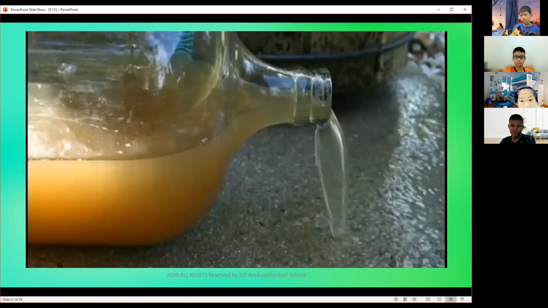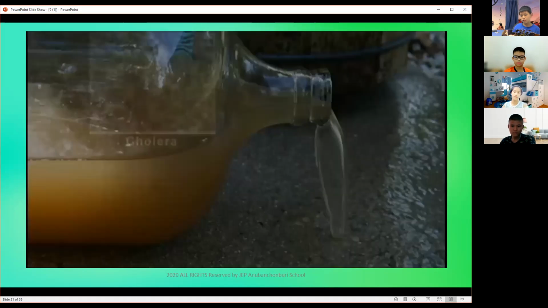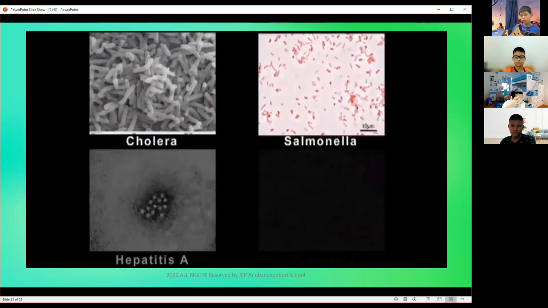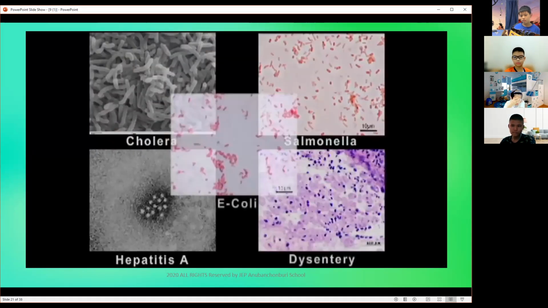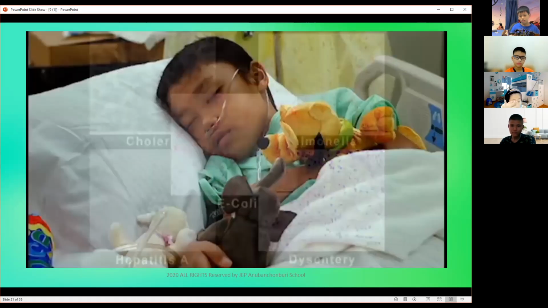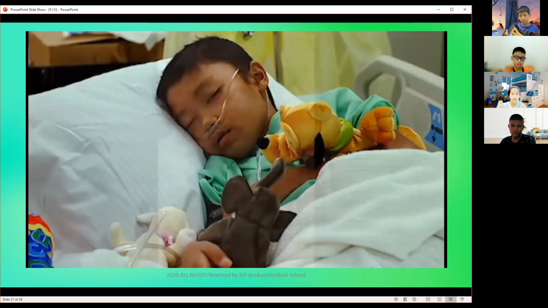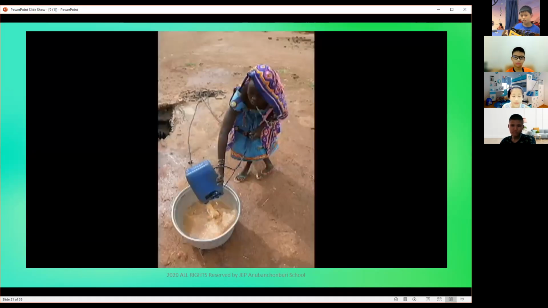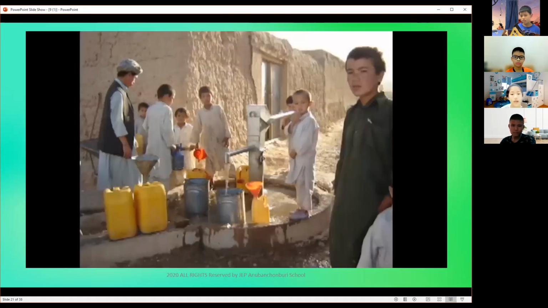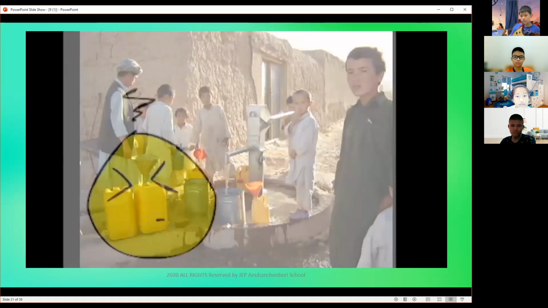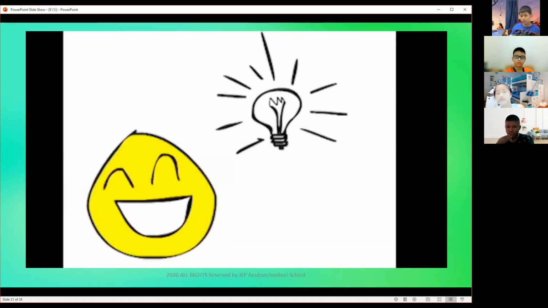These toxic materials and bacteria can cause cholera, salmonellosis, hepatitis A, dysentery, and E. coli infection. These illnesses affect and kill millions of people a year and are especially dangerous to children whose weak immune systems cannot provide an adequate defense. Fortunately, we can do something about this.